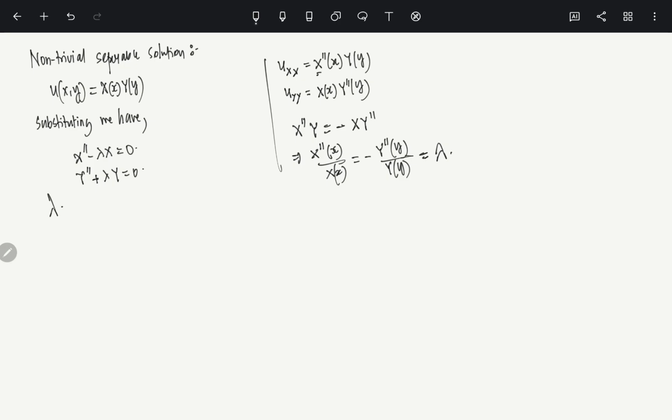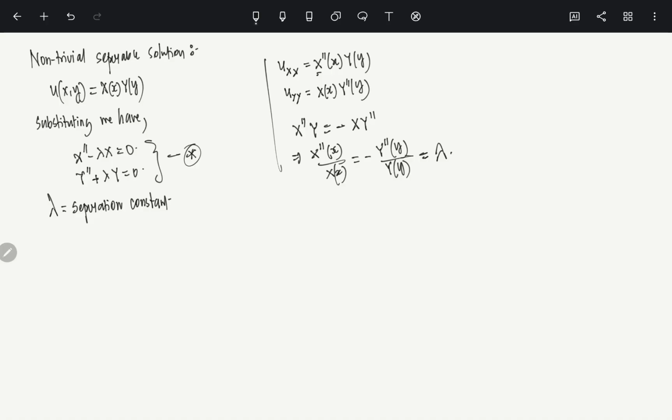So what is lambda? Lambda is called the separation constant. Separation constant. Is it okay? This is how you get these two equations. Let's just call it star. Okay, now let's look at this problem more closely.